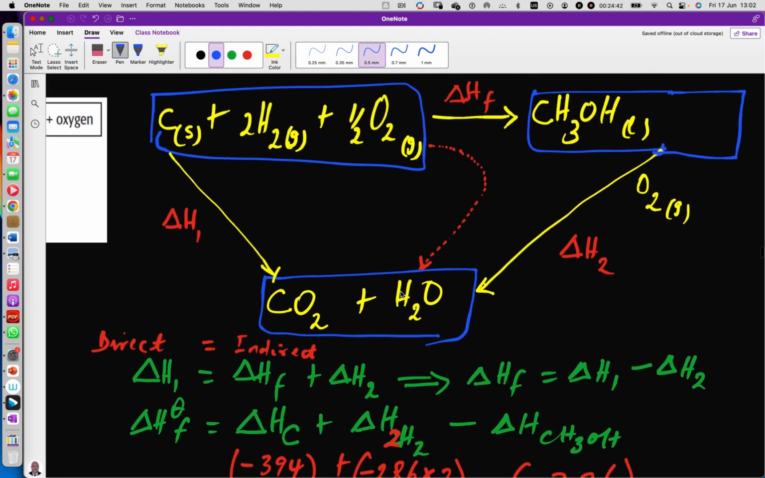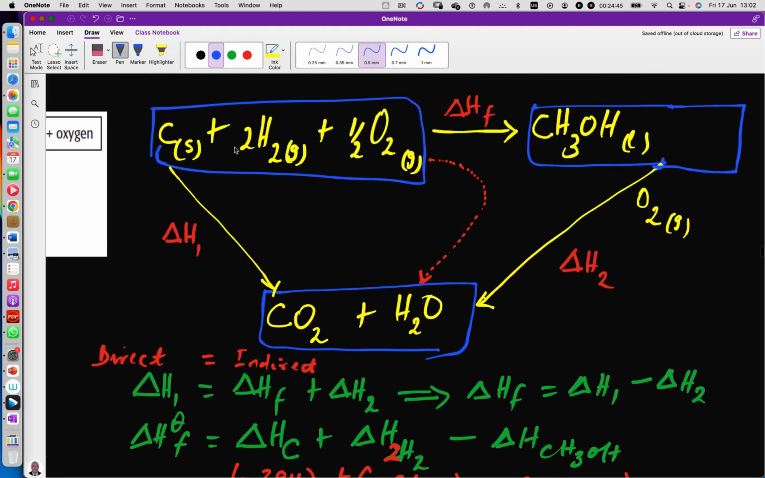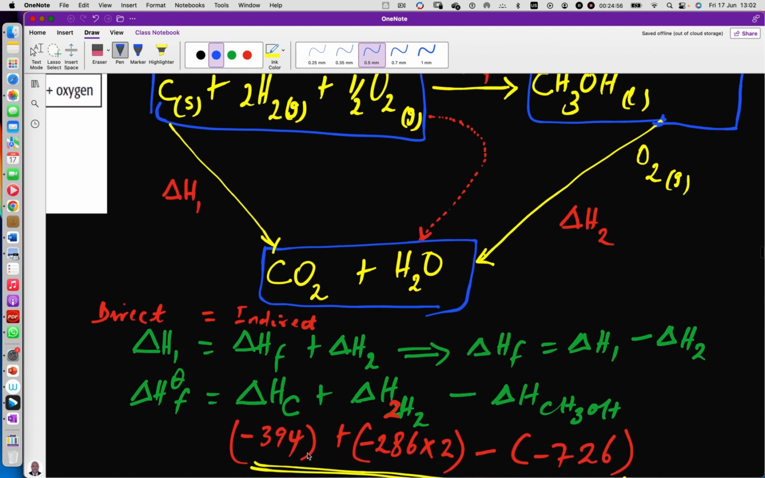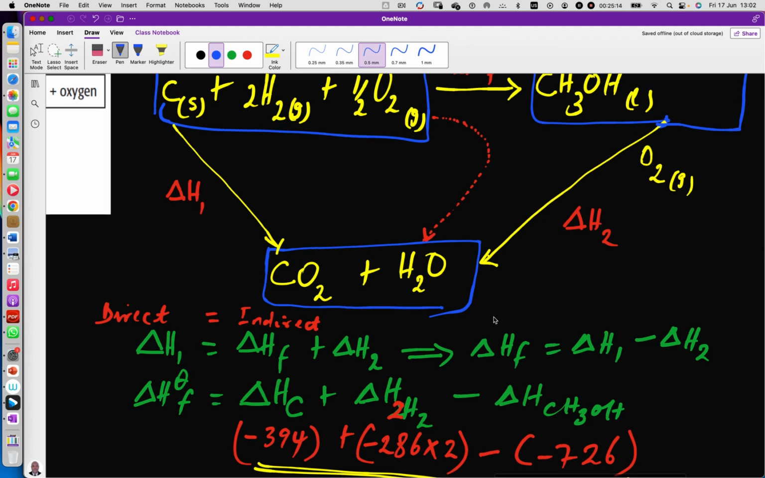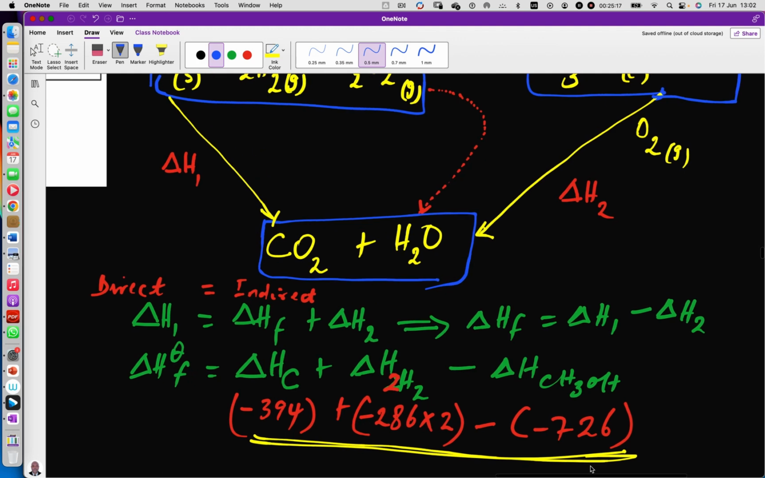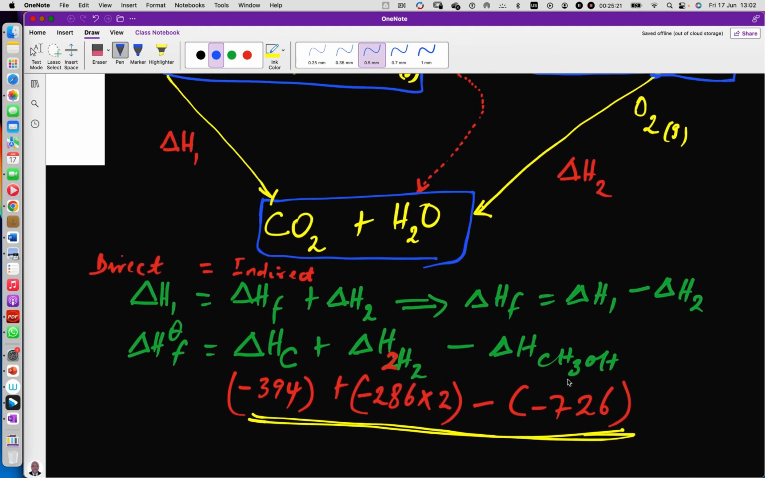But remember, you have to take into consideration the number of moles. There's only 1 mole of carbon here. There are 2 moles of hydrogen here. There is only 1 mole of methanol here. So any value we have for any of them, we have to multiply by their number of moles. For carbon, we have only 1 mole, so substituting the value is just minus 394. Multiplying by 1 means nothing. Then we have 2 moles of hydrogen, so we multiply by 2, which is minus 286 times 2. We have only 1 mole of methanol, so the value remains. Remember, the enthalpy of combustion for methanol is a negative value. Since it is negative, it is minus, in bracket, minus the value that was given for the enthalpy of combustion.